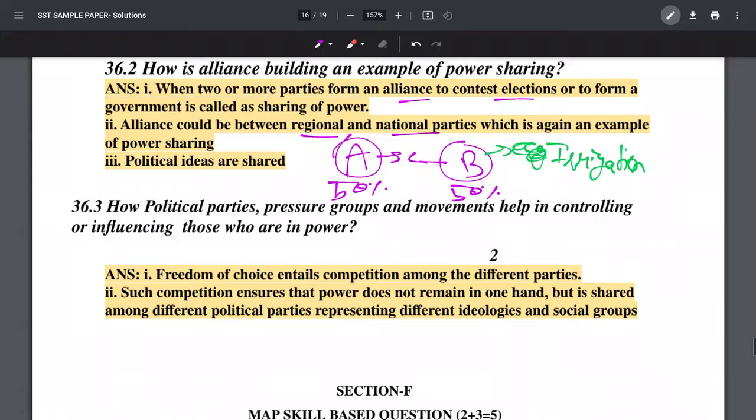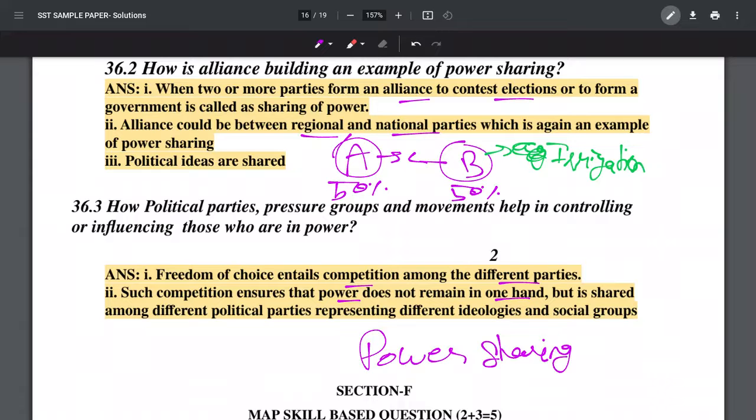So freedom of choice entails competition among the different parties, right? And such kind of competition is good, because it will ensure that the power is not in only one hand, but it is shared equally. And the power sharing is properly followed, not violated, and all the ideologies are presented.